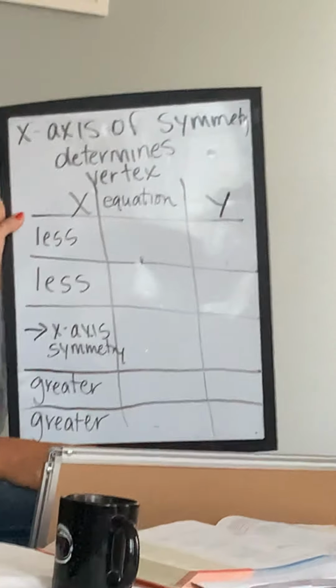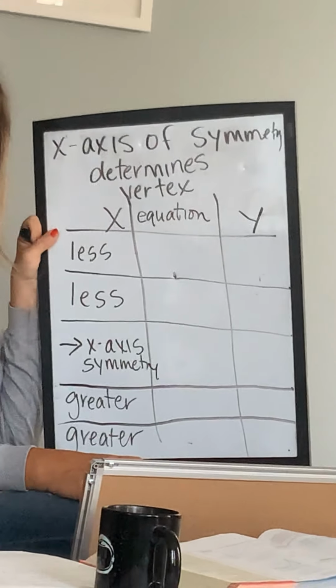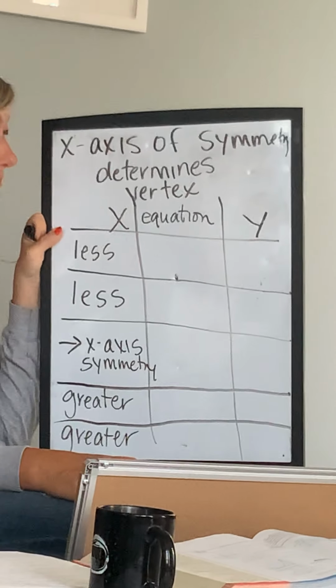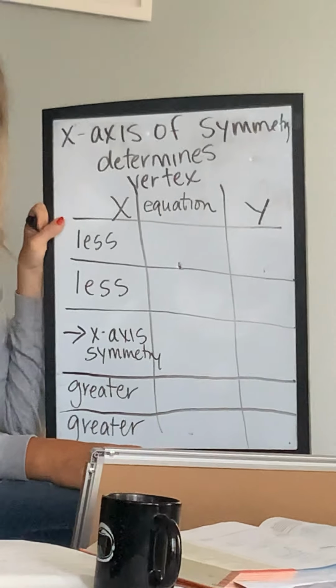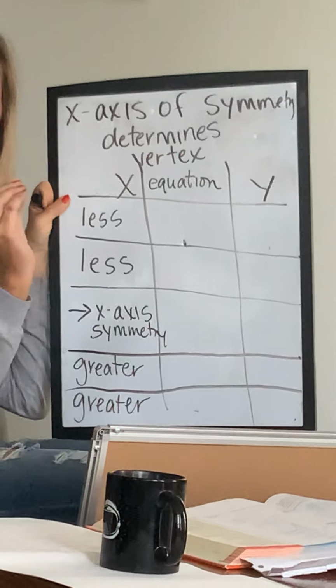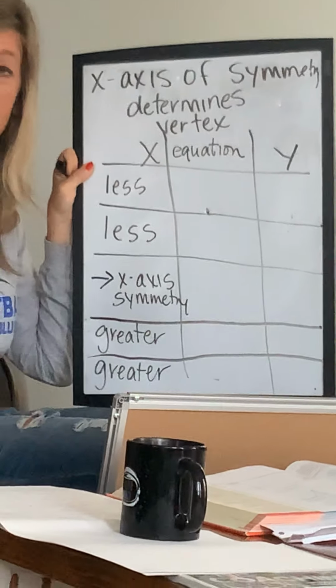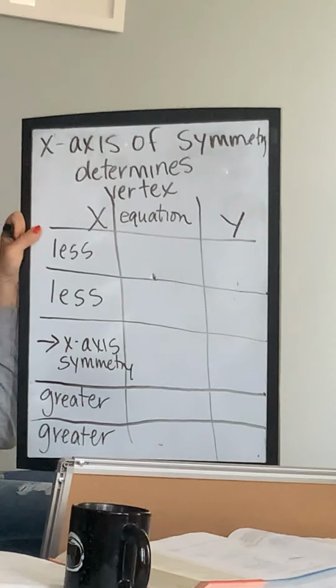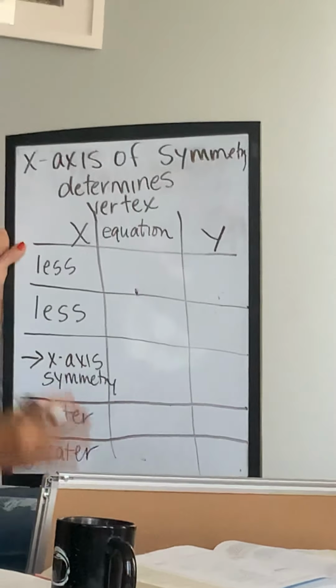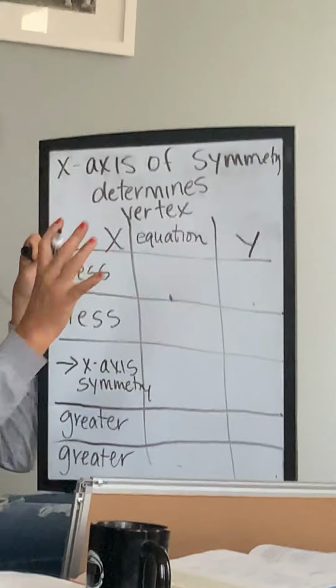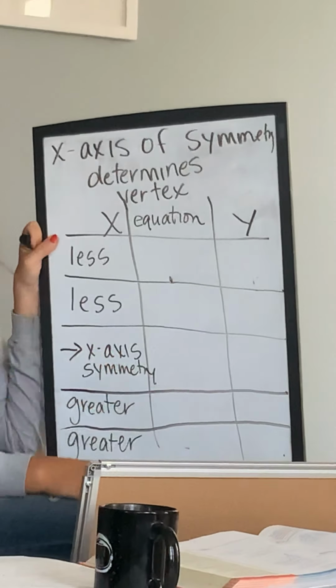Now, there's another way to kind of determine how a graph looks. That's your value of A. The larger A is, the more narrow the graph is. The smaller A is, the wider the graph is. Okay, so A is going to determine the width. C determines where it crosses your y-intercept, and B gives you an idea of the location.